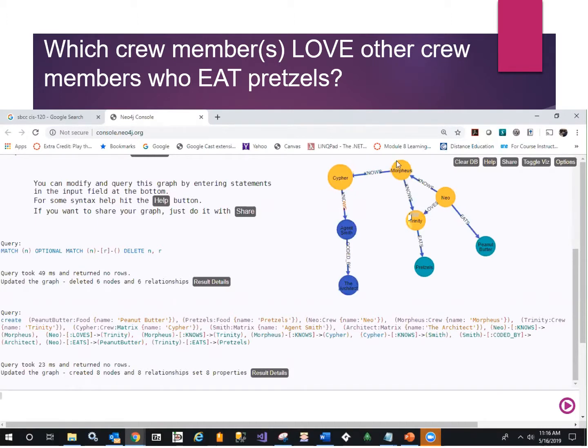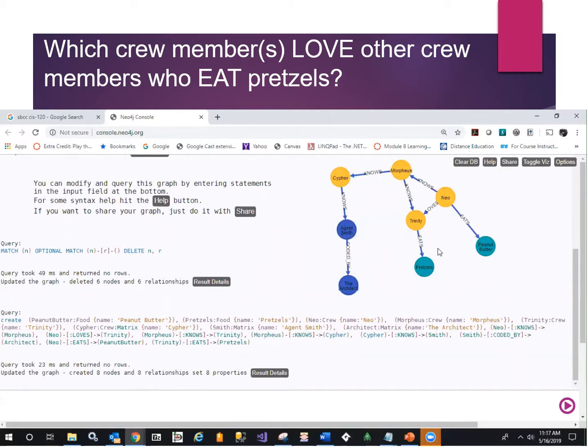So Cypher is a crew member, Morpheus is a crew member, Trinity and Neo are crew members. The Matrix, that's Agent Smith, and the Architect, and then food items, and this blue color are pretzels and peanut butter. And we've modeled the relationships between these. So Agent Smith was coded by the Architect. Cypher knows Agent Smith, Morpheus knows Cypher, Morpheus knows Trinity, Neo knows Morpheus, Neo loves Trinity, Trinity eats pretzels, and Neo eats peanut butter.